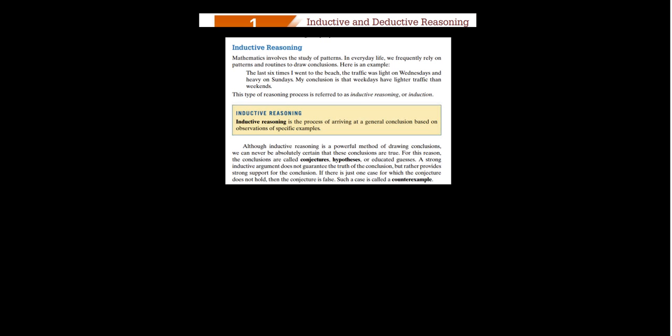So the definition of inductive reasoning is the process of arriving at a general conclusion based on observation of specific examples. We're going to be talking about inductive reasoning and deductive reasoning today, so pay close attention to the words about this one. We arrive at a general conclusion based off of specific examples. Although inductive reasoning is a powerful method of drawing conclusions, we can never be absolutely certain that these conclusions are true. For this reason, the conclusions are called conjectures, hypotheses, or educated guesses. A strong inductive argument does not guarantee the truth of the conclusion, but rather provides strong support for the conclusion. If there is just one case for which a conjecture does not hold, then the conjecture is false.